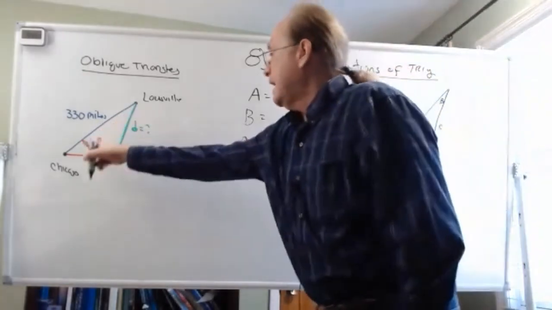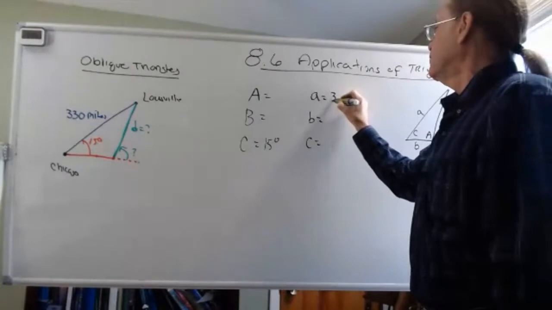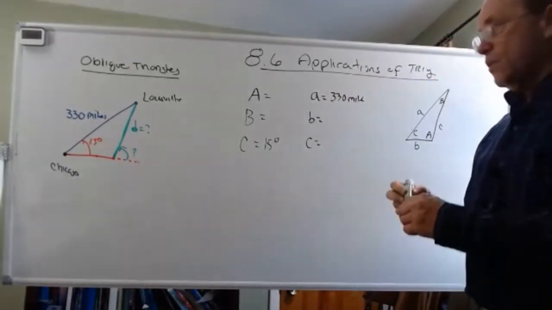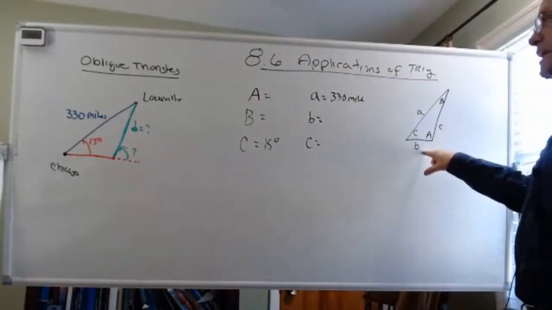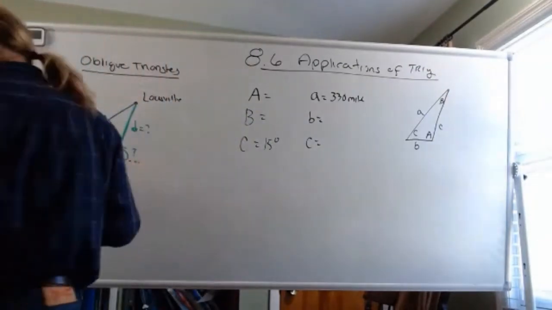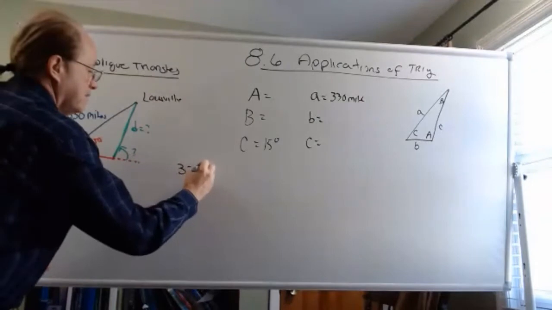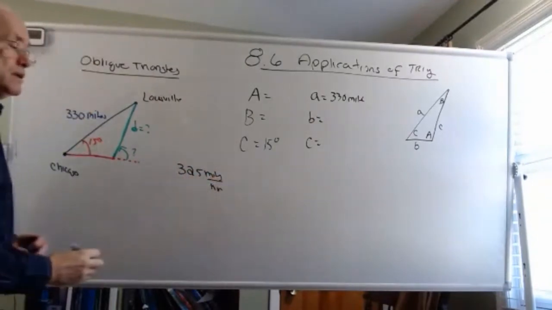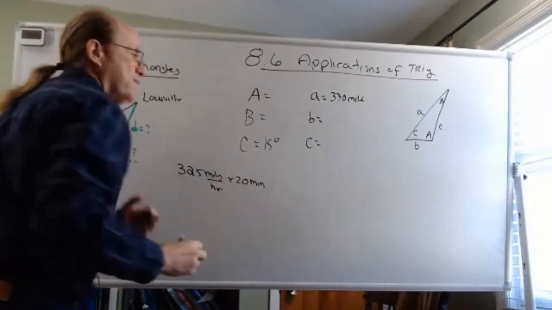We know my length A. So I know my length A, which is 330 miles. I also know this distance here, which is my length B, but I have to figure that out. Because what it is, I'm going 325 miles per hour for 20 minutes. So how far do I travel?